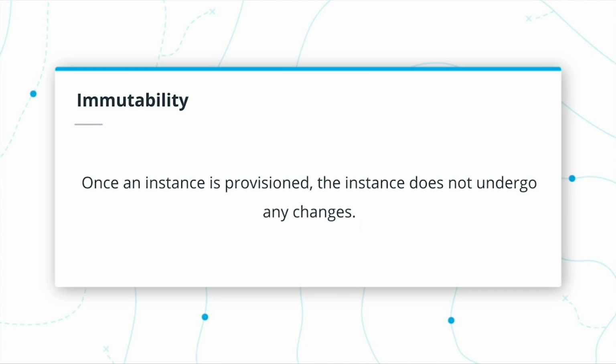What does this mean? This means that once an instance is launched from a machine image, it does not undergo any changes. Any changes that need to be done in order to install and run application code will be done by building a pre-configured image. Let's look at how this image would be built.